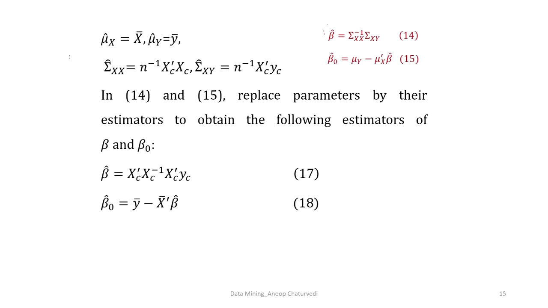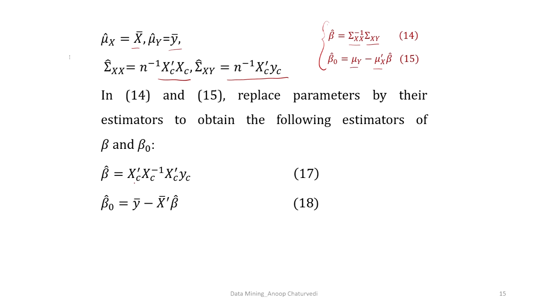Now, in these expressions for beta naught hat and beta hat, we replace mu y, mu x, sigma xx and sigma xy by their estimators. So, we replace mu x by its estimator x bar, mu y by y bar. We estimate sigma xx by n inverse xc transpose xc. We estimate sigma xy by n inverse xc transpose yc. So, if we replace the parameters by their estimators in equations 14 and 15, then we obtain the following estimators for beta and beta naught.